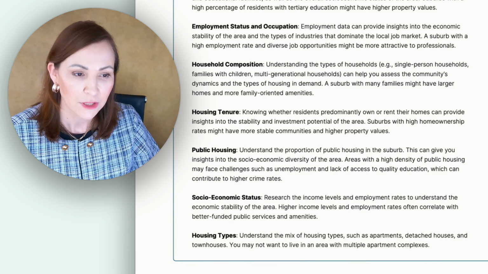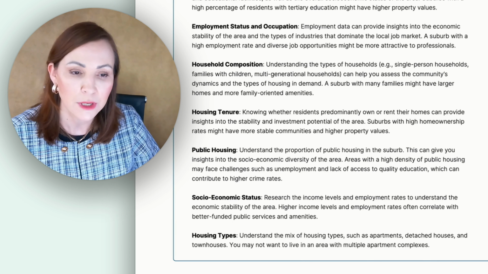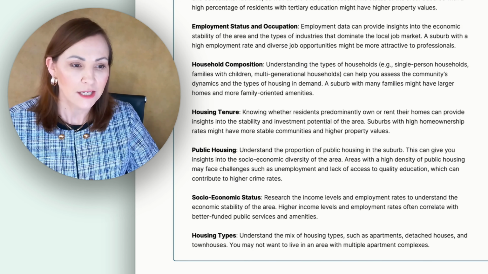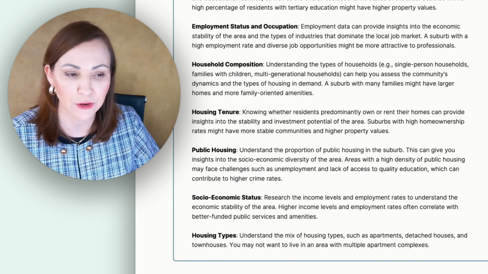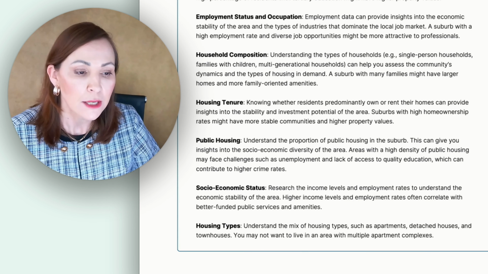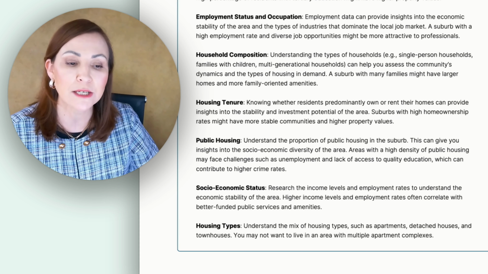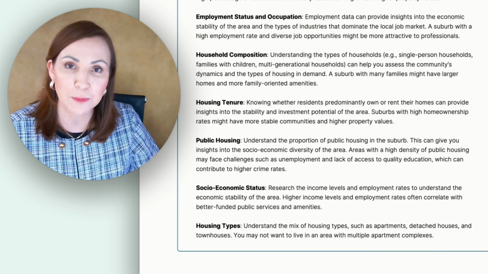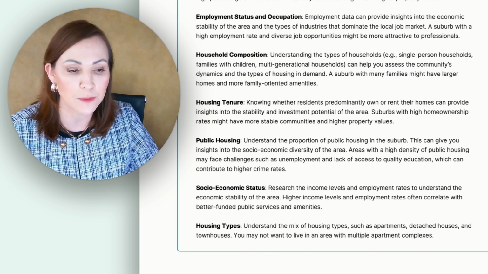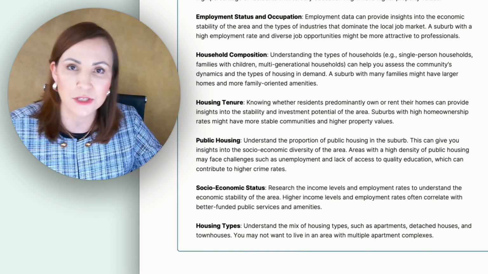Housing tenure. Knowing whether residents predominantly own or rent their homes can provide insights into the stability and investment potential of the area. Public housing. Understand the proportion of public housing in the suburb. Socioeconomic status. Research the income levels and employment rates to understand the economic stability of the area. And housing types. Understand the mix of housing types, such as apartments, detached houses, and townhouses.